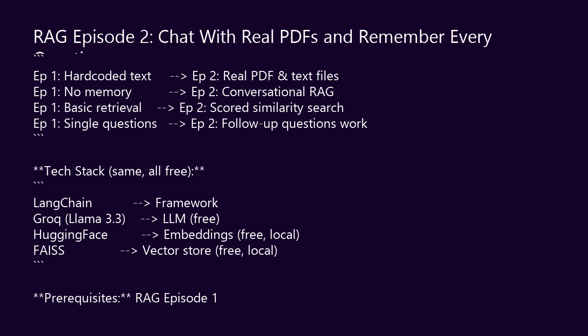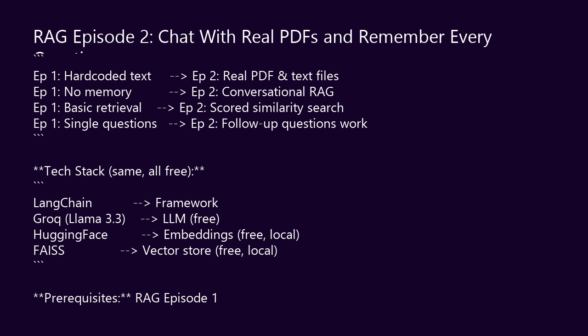First, we used hard-coded text. In the real world, you have PDFs, text files, web pages, Word documents. You need to load real files. Second, our system had no memory. Every question was independent. You couldn't ask a follow-up like, "Tell me more about that," or "What did you just say about the pricing?" Real chatbots remember the conversation.